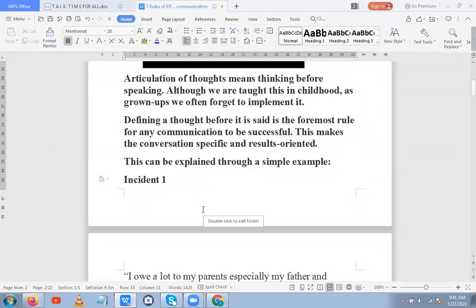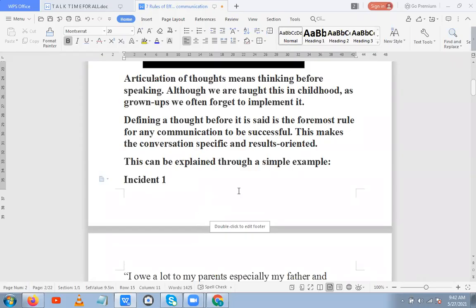हाँ कहीं ना कहीं ये बात उठती है. क्या बोल रहे हो? समझ भी आ रहा है क्या क्या बोल रहे हो? बिना सोचे समझे बोलने लग जाते. So, although we are taught this in childhood, as grown-ups, we often forget to implement it. Defining a thought before it is said is the foremost rule for any communication. Foremost, सबसे पहले, the first rule is think before you speak. There's also a line which says, think before you ink. It means think before you write something.